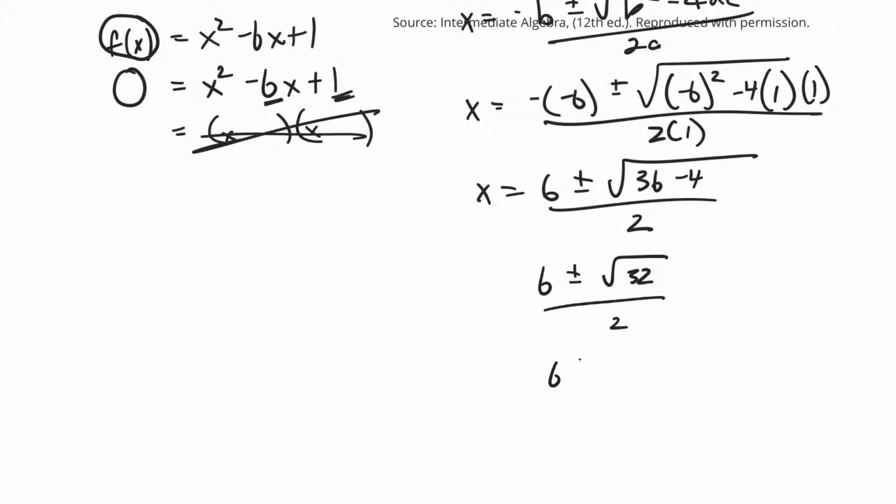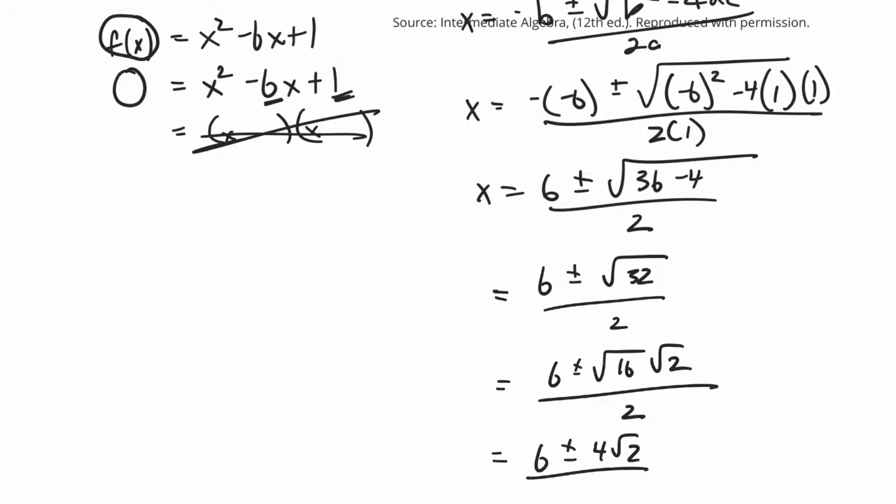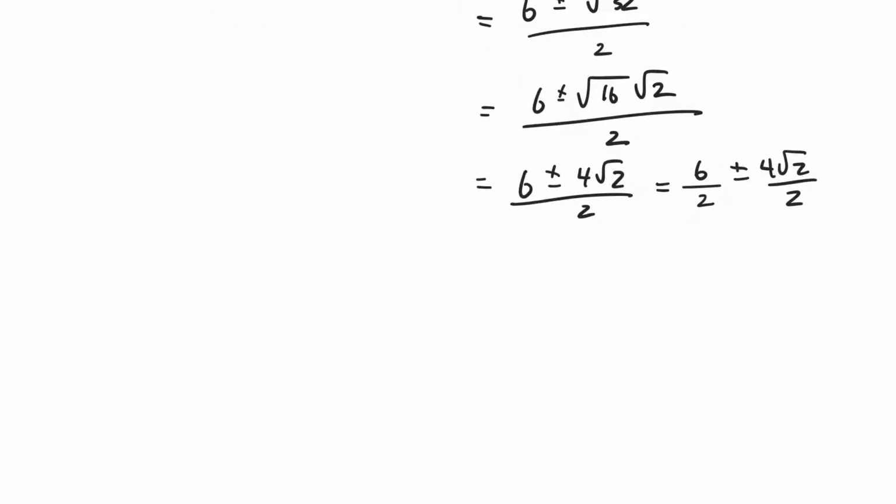And square root of 32 is the same thing as the square root of 16 times the square root of 2, over 2. Still going. So 6 plus or minus square root of 16 is 4. So 4 root 2 all over 2, which is the same thing as 6 over 2 plus or minus 4 root 2 over 2. And then I can cancel those 2's. So it would end up to be 3 plus or minus 2 root 2.